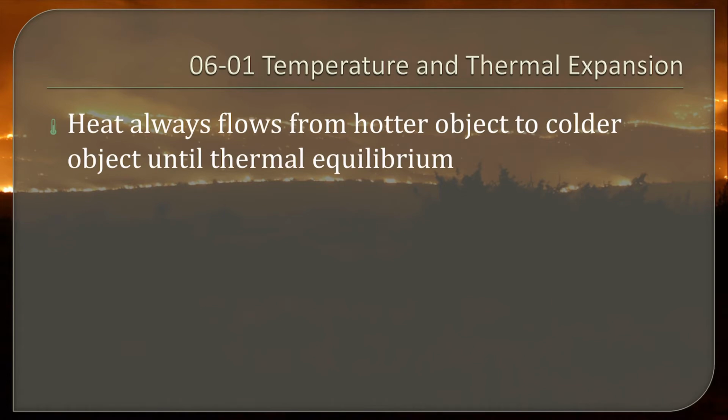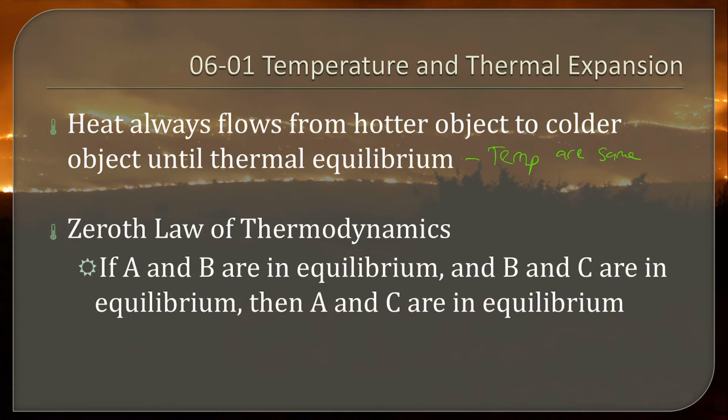For heat, heat always flows from a hotter object to a colder object until we're in thermal equilibrium, which means that the temperatures are the same. So it goes from hot to cold until the temperatures are the same. The zeroth law of thermodynamics says if A and B are in equilibrium and B and C are in equilibrium, then A and C are in equilibrium. So if everything's the same temperature, there's no heat flowing.